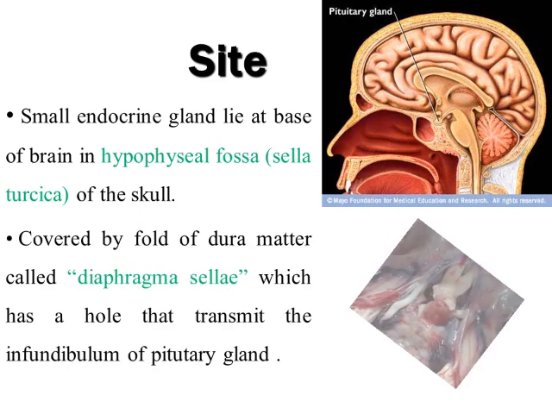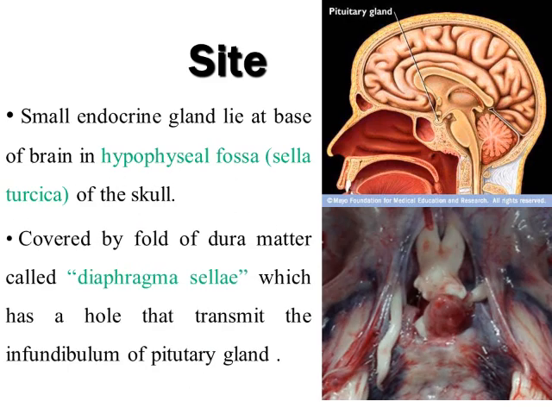This gland is roofed or covered by a fold of the dura called diaphragma sellae. This diaphragma sellae has a central hole for passage of the infundibulum of the pituitary gland. This infundibulum makes a connection between the pituitary gland and the hypothalamus. The function of this gland is maintaining the integrity of other endocrine glands through the hormonal axis.